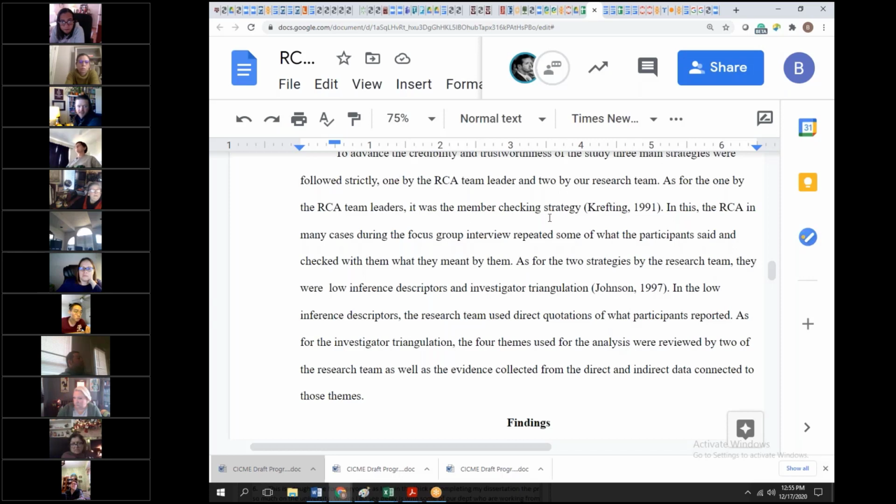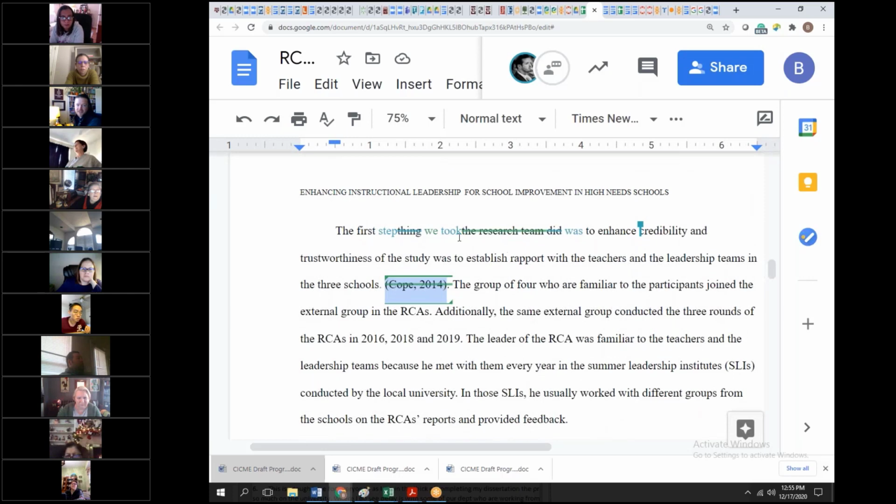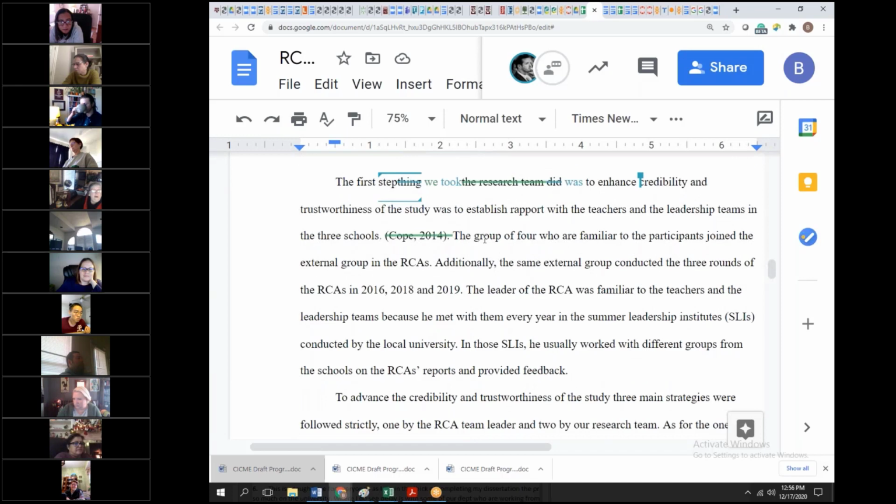So this is things and stuff in your papers. I'm just saying you can't use the word thing and you can't use the word stuff in your papers. The first step we took. That's good. That's much better. Excellent.